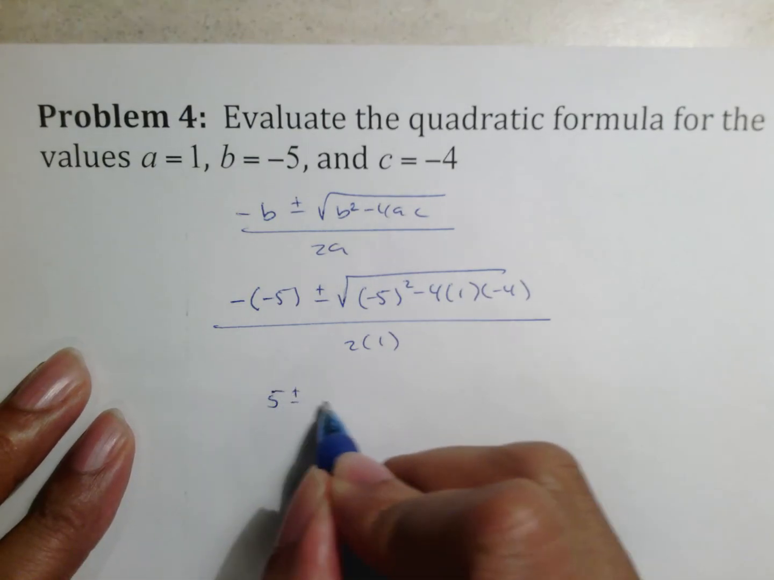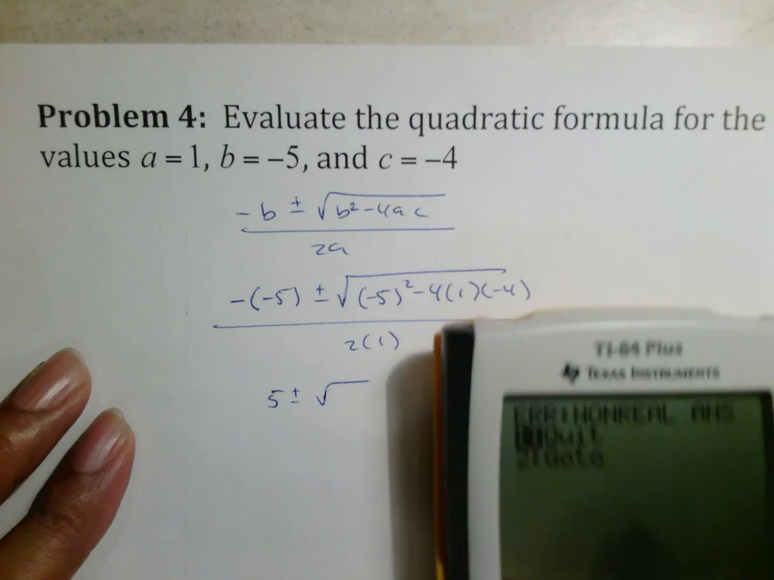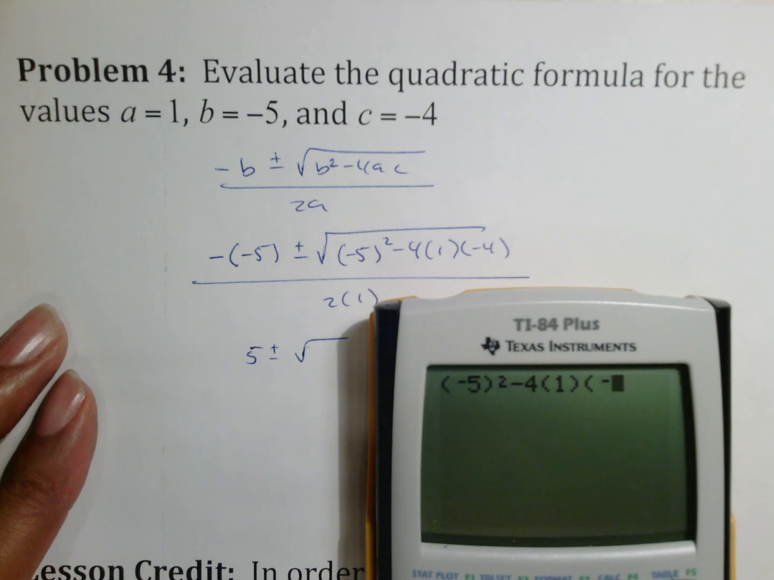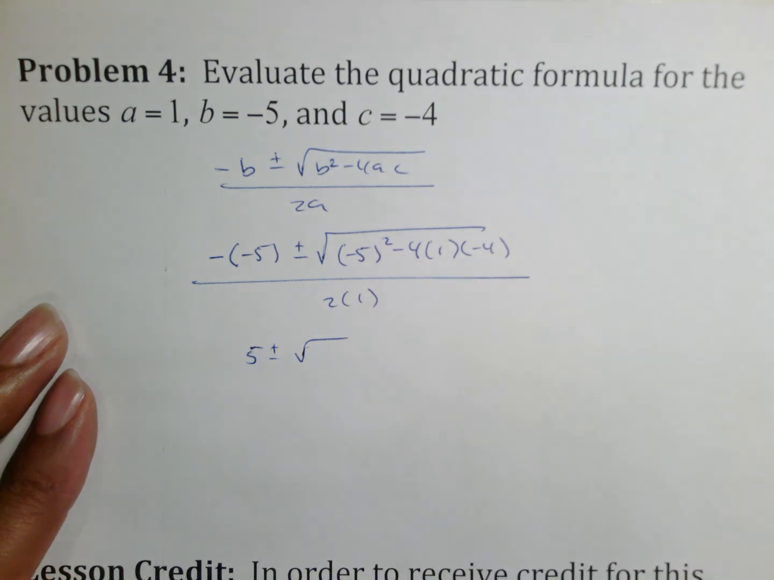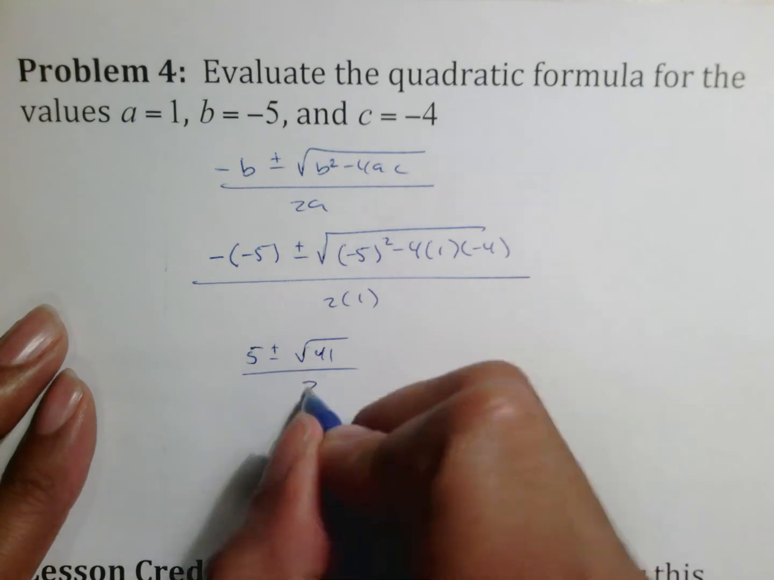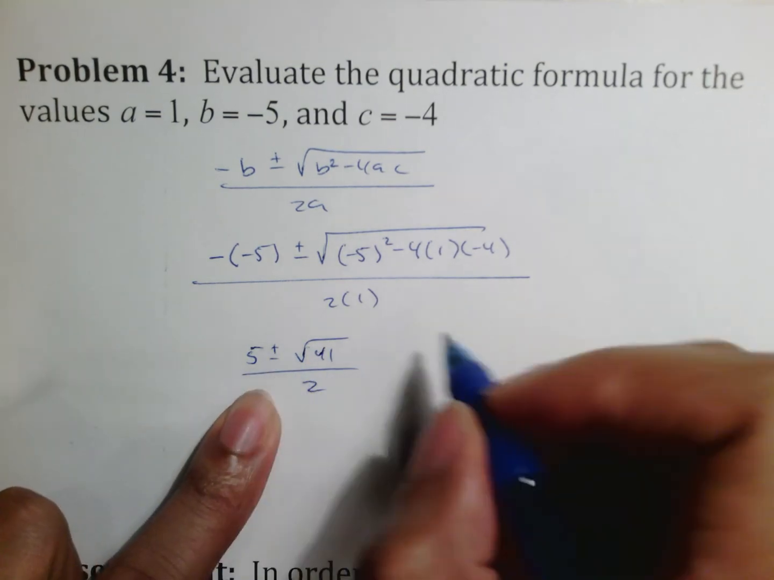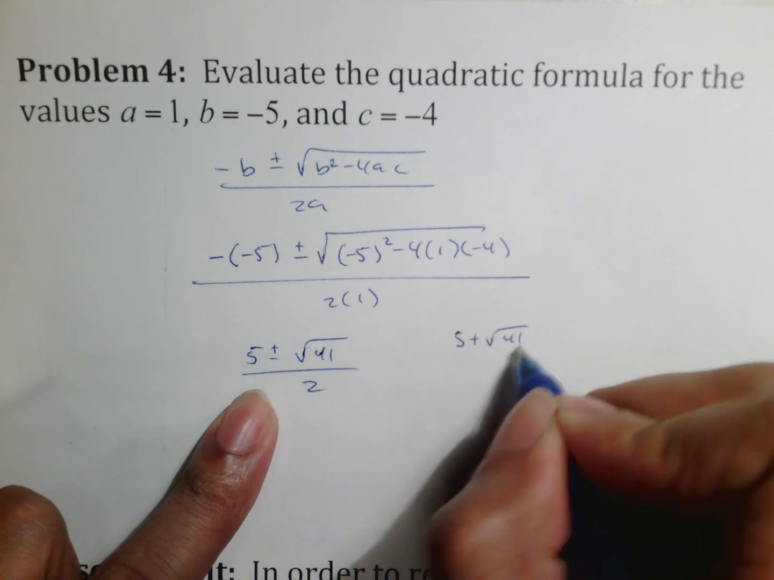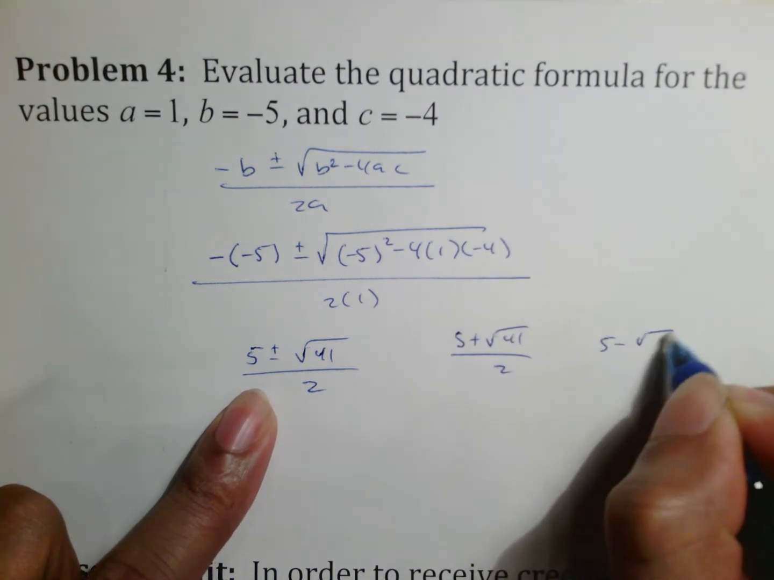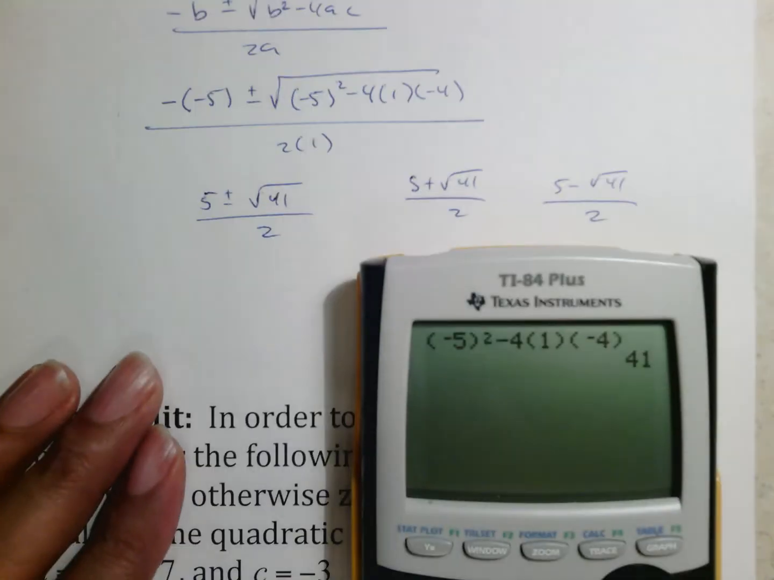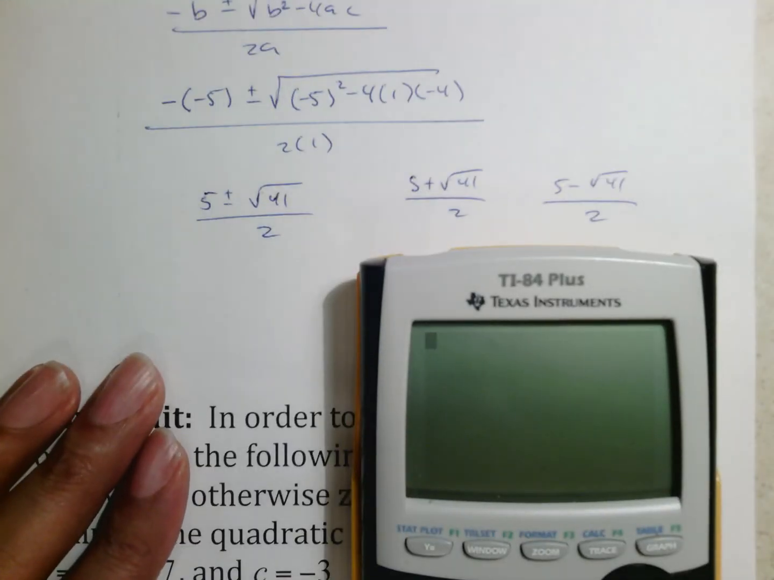That's a positive 5. Let's see what's under here. So we get negative 5 squared. Make sure you put it in parentheses, minus 4 times 1 times negative 4, which gives me 41 all over 2. Again, this does not exist in the calculator, so I have to split it. 5 plus root 41 over 2 and 5 minus root 41 over 2, which from there I just go ahead and do the work that I've been doing since the first day when I put them on your Math Excel.